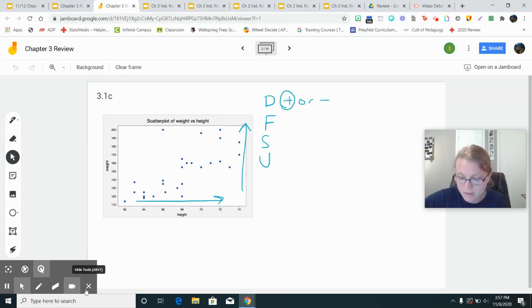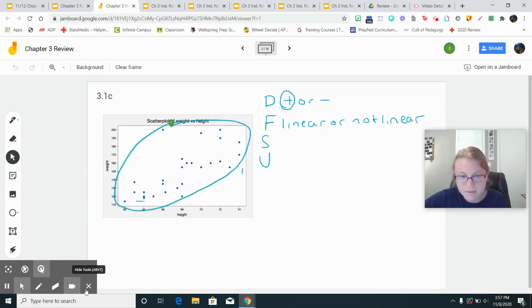The form, I'm asking myself, is it linear or not linear? So in this case, I'm going to draw like an oval around my points and see they are kind of going up in a line. It's a pretty fat oval, but we would say this is linear because things are generally in a line. If it was not linear, it would be something like curved, something that looks like this. And these points generally just fit a line, not a great one.